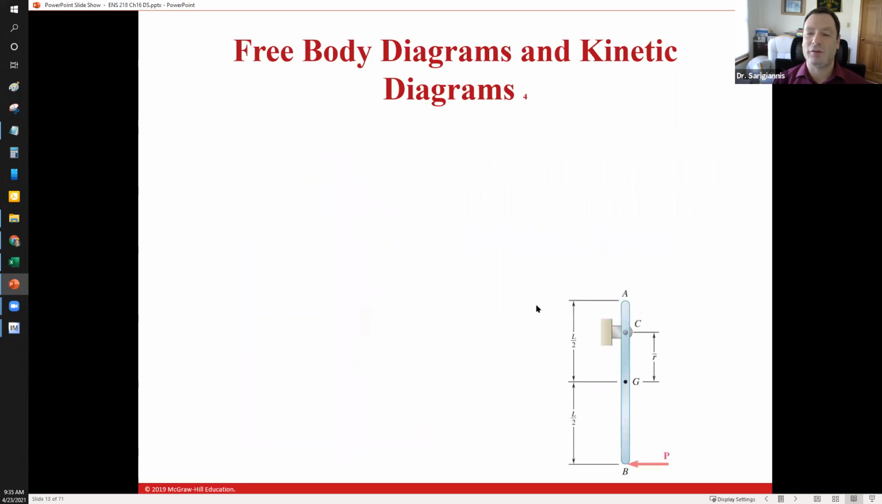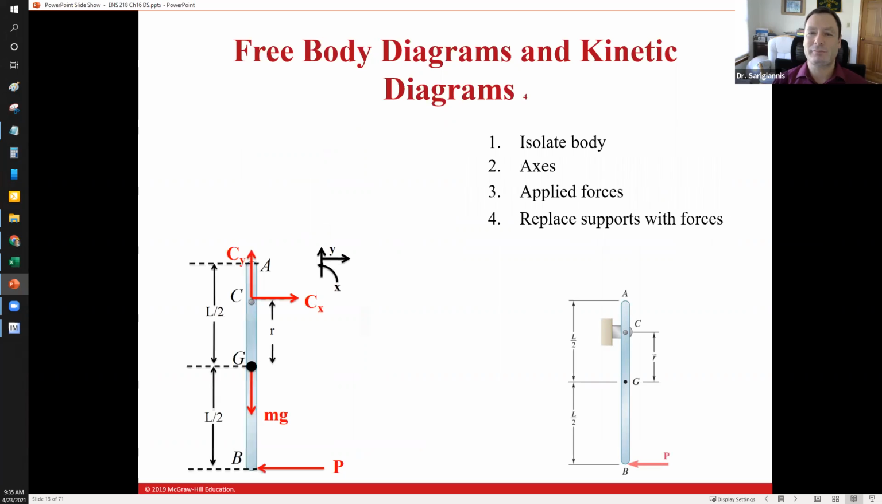So let's look at the free body diagram. I have the diagram over here. We're going to isolate the body first, and we're going to put some axes in. So what's our definition? We've got X, Y, and counterclockwise moment.